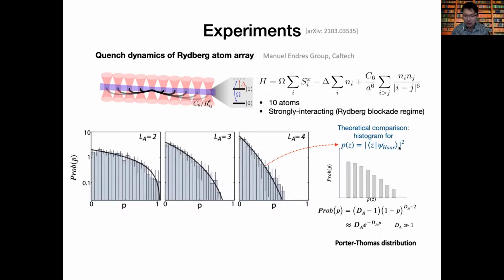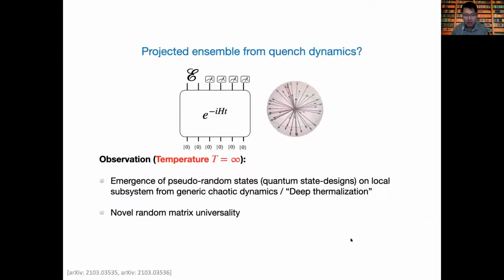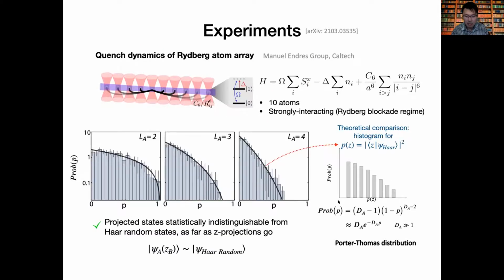And we know that this distribution is actually the Porter-Thomas distribution, a very famous distribution, which Google used to try to understand if the quantum circuit tended towards it, in order to prove a statement about quantum supremacy. But in our case, this is not about quantum supremacy, but at least this shows that the projected states on the subsystem A are statistically indistinguishable from Haar random states insofar as Z projections go.